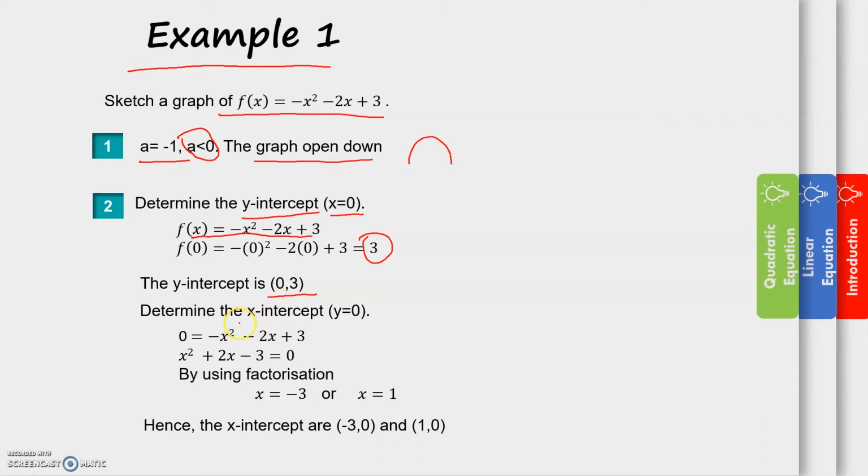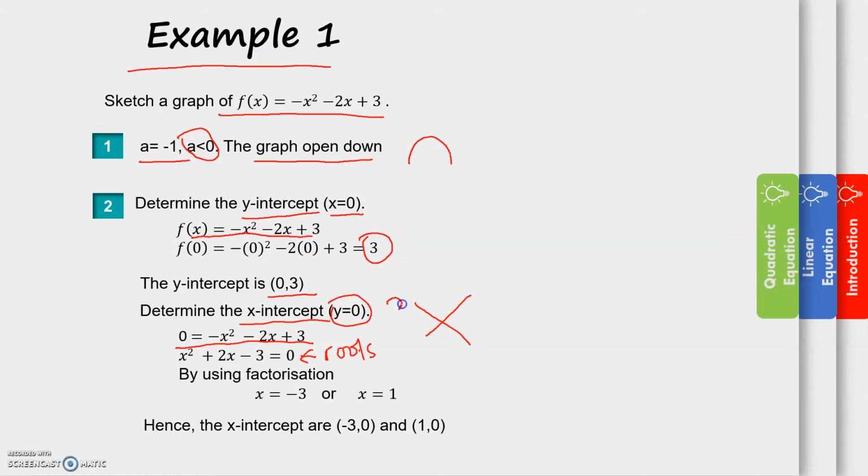And then we need to determine the x-intercept. To determine the x-intercept, we set y equal to 0. When we set y equal to 0, we have this kind of quadratic equation. When we rearrange this one, we have x squared plus 2x minus 3 equal to 0. This means we need to solve for the roots of the equation. How to solve the roots of this equation? We can use the factorization method.